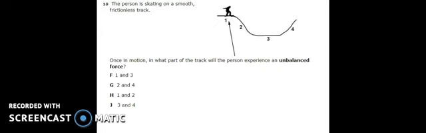Number 10, the person is skating on a smooth, frictionless track. Once in motion, in what part of the track will the person experience an unbalanced force? F, 1 and 3, G, 2 and 4, H, 1 and 2, or J, 3 and 4.